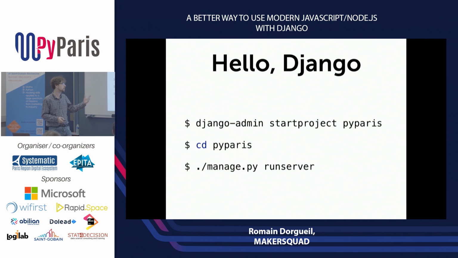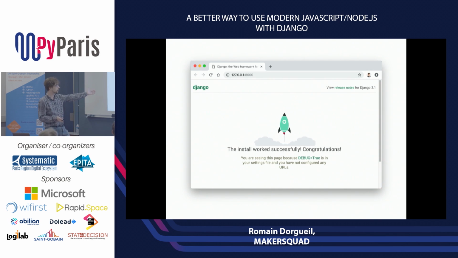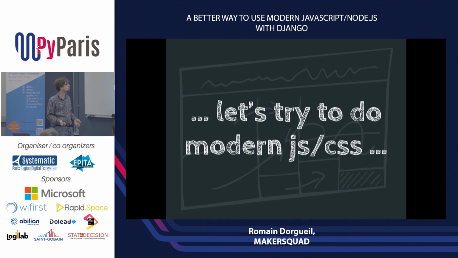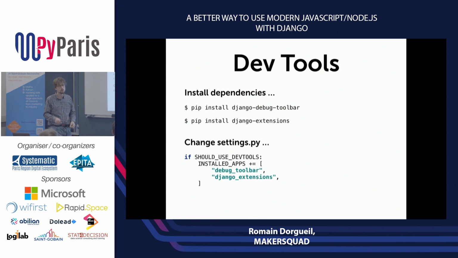Here I will just show it, and if you never did it, just trust me. If you don't trust me, try it after. So you create a Django project using django-admin startproject PyParis, you go into it, you can run a dev server, and you have a hello world page, pretty easy. And then maybe you want to add some dev tools, so you add Django debug toolbar, Django extensions, you install the applications in Django, and you have a nice tooling with that.